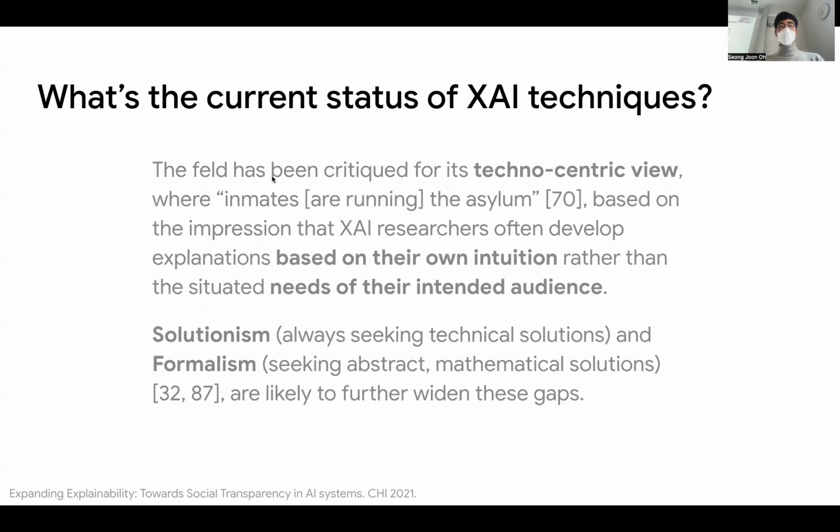And also, this field has been criticized for its technocratic view, where the inmates are running the asylum, based on the impression that XAI researchers often develop explanations based on their own intuition, rather than the situational needs of their intended audience. So they're just building whatever looks fancy and nice and seems to be working in the real world without actually testing if it's actually helping people. And they frame this as solutionism and formalism, right?